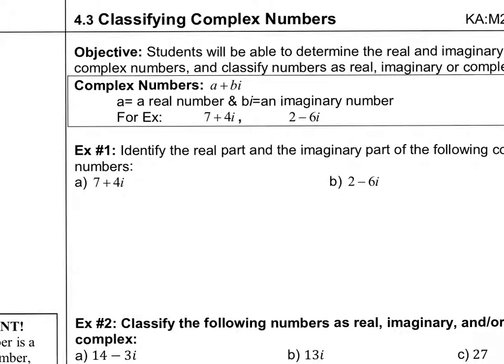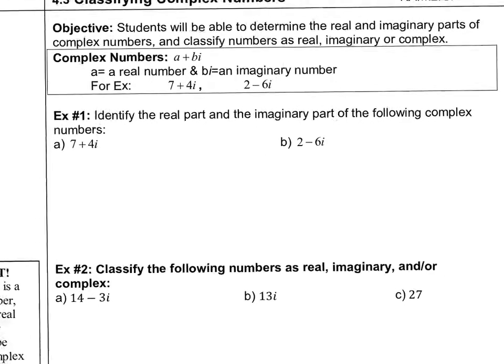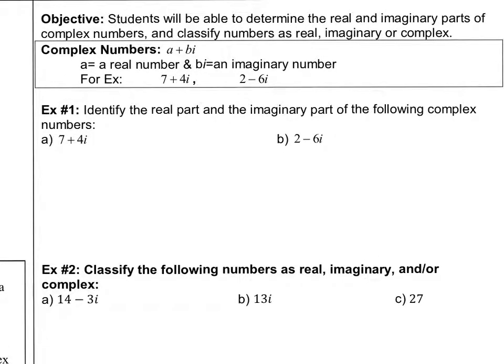So in example 1 here, when it says identify the real part and the imaginary part of the following complex numbers, it's pretty straightforward. So I'm just going to write real and imaginary. And the real part would be 7, and the imaginary part would be 4. Now, you don't put the i with it, okay? You just put the number in front because we already know that it's imaginary because we're labeling it imaginary, so you don't have to put the i there. It's just the 4. In fact, I think if you put the i there, it'll mark it wrong, so don't do that.